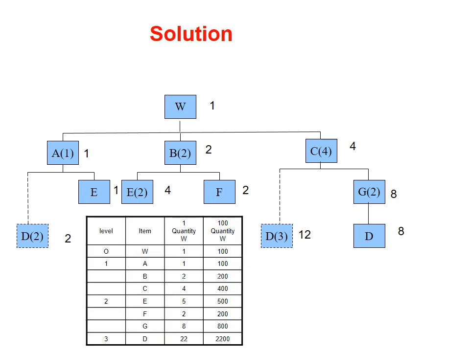We begin to calculate the level of each item and the quantity to produce 1 unit of W and 100 units of W. Level 0, this is the main item.